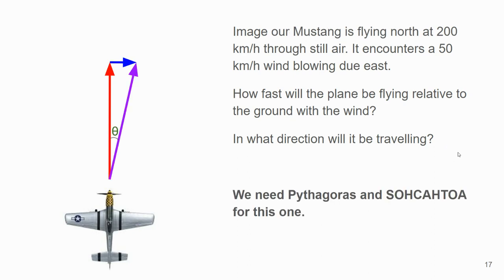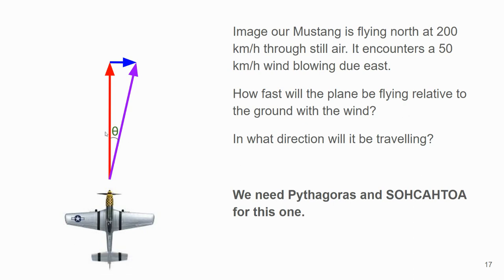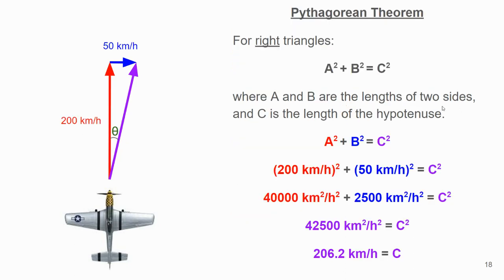This is harder. To do this, we need to use Pythagoras to get the speed of the plane, and we need to use SOHCAHTOA, trigonometry, to get the angle there. So that'll be a little bit trickier. This green character right here is the Greek letter theta. In math and science, we often use theta to represent angles. So that is theta. So first, the Pythagoras part.